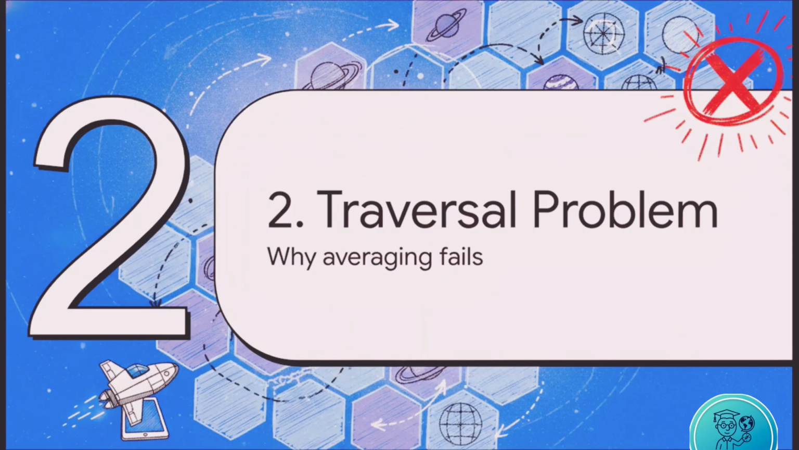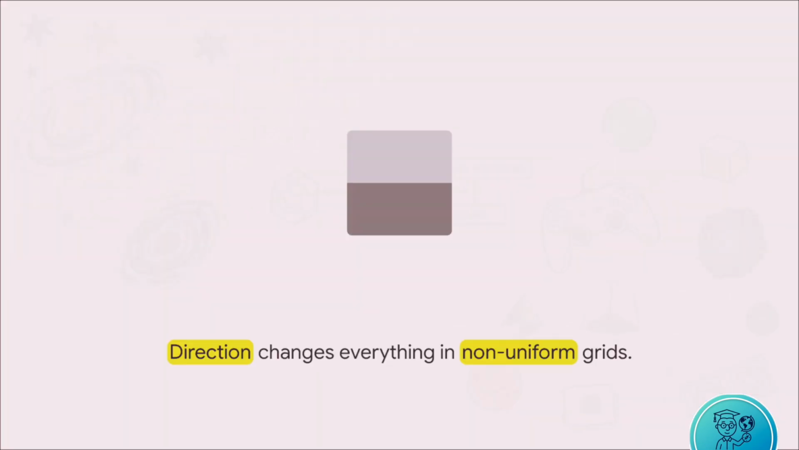Section 2. The Traversal Problem, Why Simple Averaging Fails. Now you might be thinking, hey, if the math is too heavy, why can't we just group a bunch of nearby grid spaces together and average out their properties to save time? Well, that introduces a core roadblock known as the traversal problem, and this brilliantly illustrates exactly why.